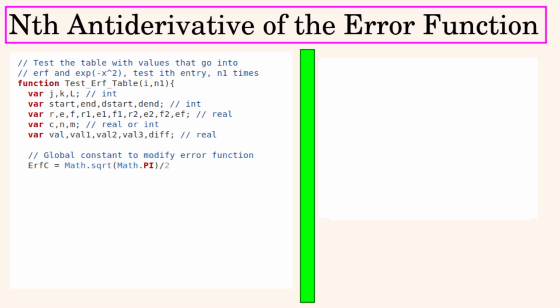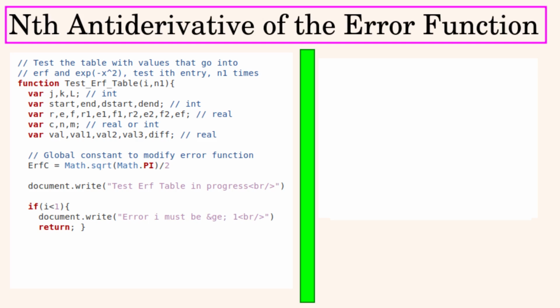We need to set this constant because the error function is defined differently in JavaScript, being equal to the antiderivative of e divided by this constant. So we'll have to multiply it by this constant during the running of this function. We'll write a message that testing is in progress. The input variable must be in range. We'll get the start and end positions of two expressions next to each other in the table, so that one is the derivative of the other.